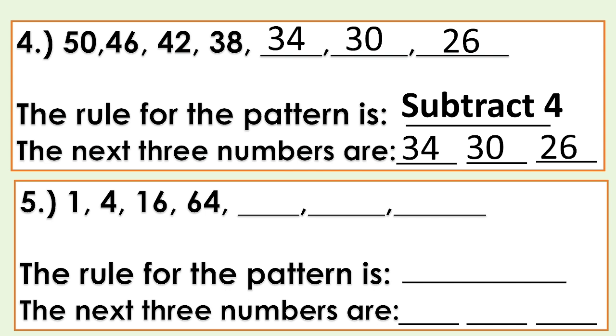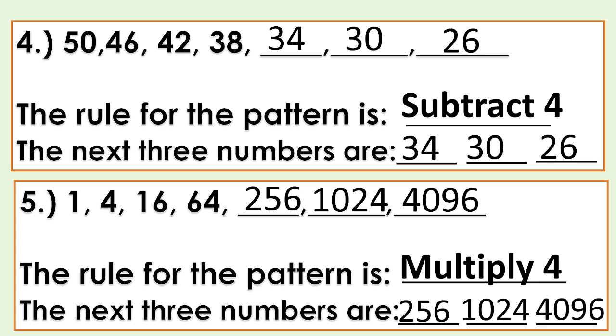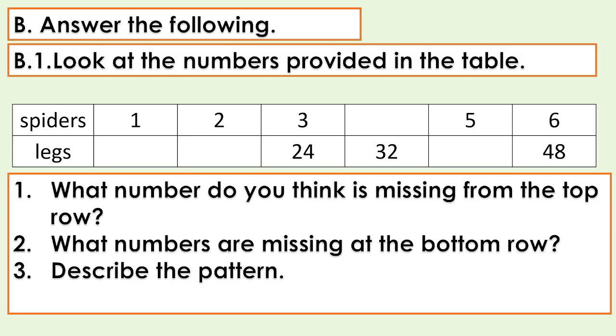Number 5. 1, 4, 16, 64. The rule for the pattern is multiply by 4. The next three numbers are: 64 times 4 equals 256. 256 times 4 equals 1024. 1024 times 4 equals 4096.